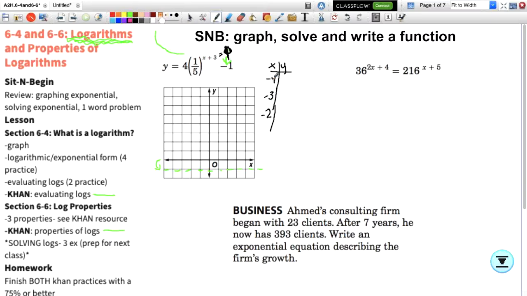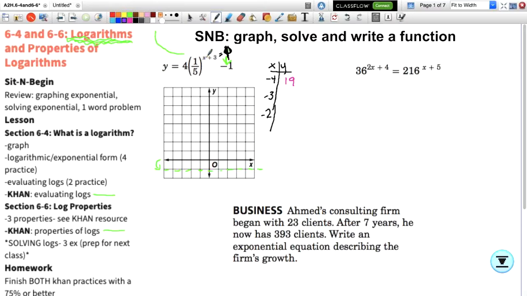Let's start by having a -4 here. So -4 plus 3 is -1. Anything to a -1 power, you just kind of take the reciprocal of it. So this is going to become 5. 4 times 5 is 20. 20 minus 1 is 19. Whew, that's big. Okay, I probably should have set up a scale here before I moved that down 1. Let's take a look at our next one.